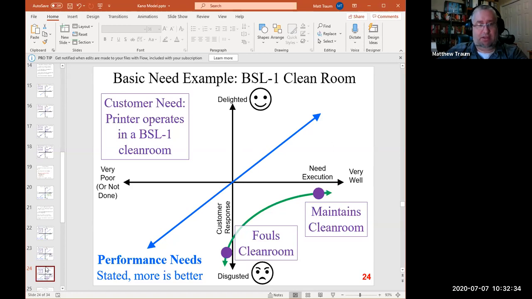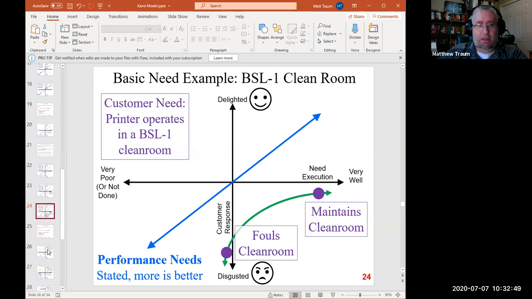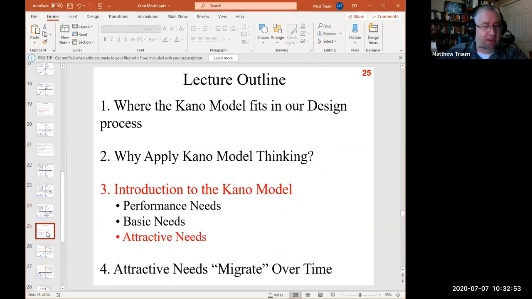That's kind of an example for this particular customer need of how a basic need works, and it explains why it has this kind of asymptotic relationship on the negative side of need execution, and then on the very negative side of customer response. Okay, so before I move on to the next one, can I answer any questions about basic needs? Nope. Okay. I'm either doing really well or you guys are asleep.